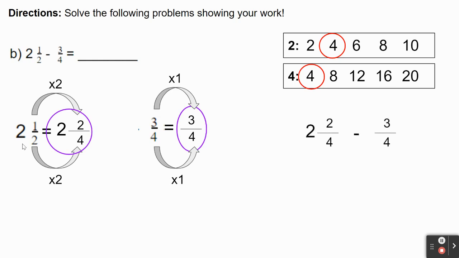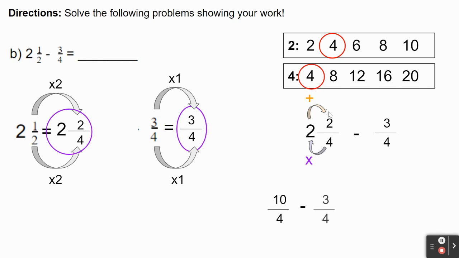Here we have 2 and 2/4 minus 3/4. Always start by subtracting the fraction first. 2/4 minus 3/4 we can't do, because if we only have 2 parts shaded, we can't take away 3 parts. So we need to rewrite this number as a fraction greater than 1. To do that, we are going to multiply the denominator 4 times the whole number 2. Then we'll add the numerator 2. So 4 times 2 is 8, plus 2 is 10. So the numerator is going to be 10, and the denominator 4 stays the same.